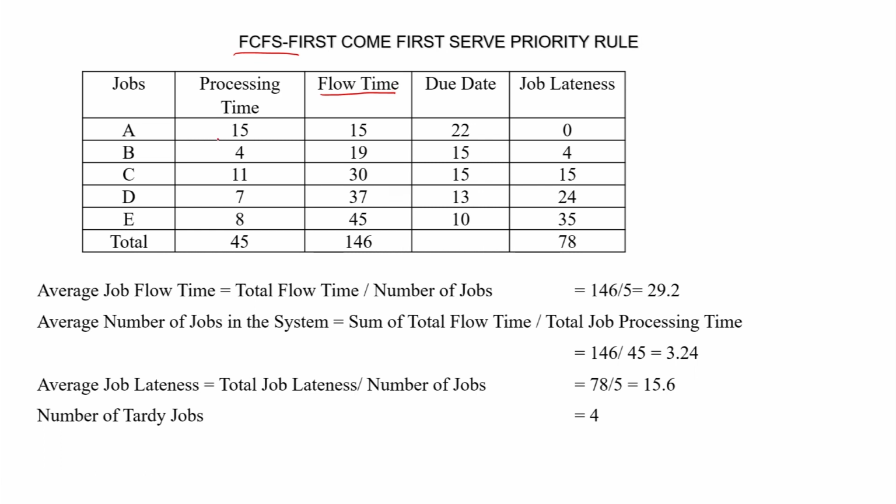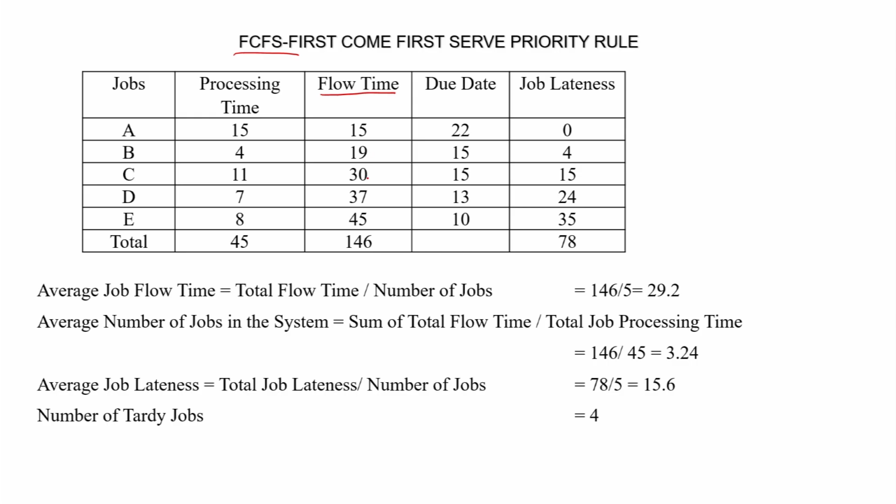So, job A entered at time 0 and completed in 15 days. So, it remains 15 days in our system. Job B, the processing time is 4. After processing job A, I will take this, so it will be completed on the 19th day.